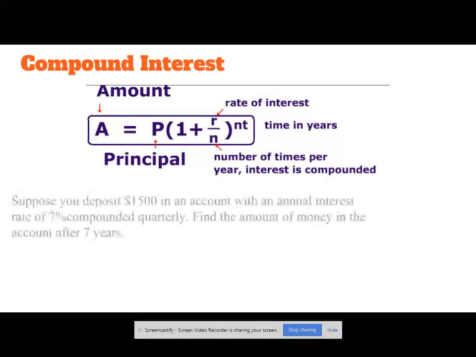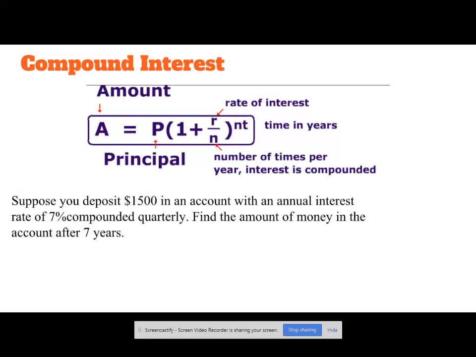Here's an example. Suppose you put $1,500 into an account. It's got an annual interest rate of 7%. That's a great interest rate, compounded quarterly. Some of the terms that you're going to see for compounding: it could compound once a year, where you get your interest once a year.